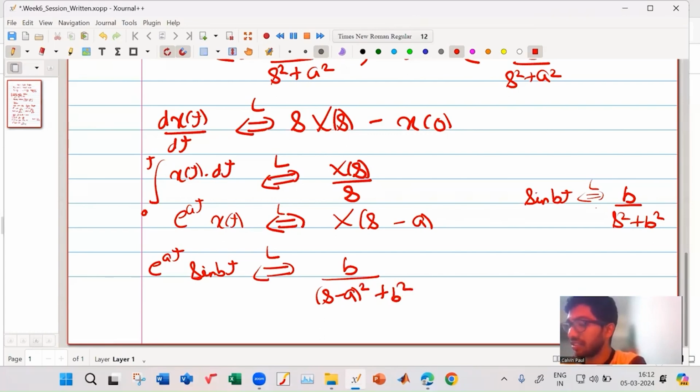It is just this change. So over here, where s is there, I replace it by s minus a. That's all I have to do. Is this part clear?